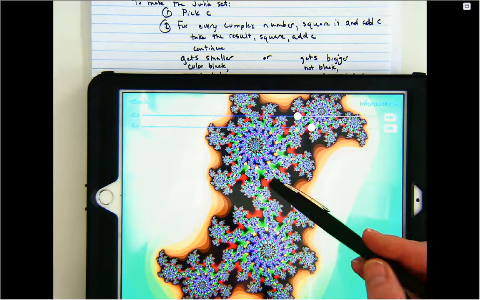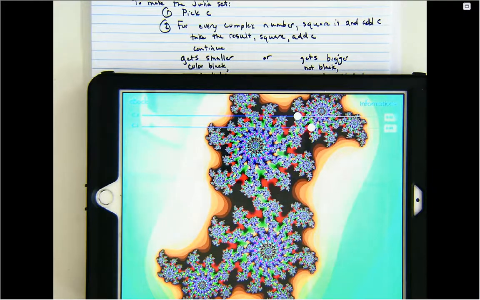The colors, the red, green, yellow, purple, those are points that do go shooting off. They get larger and larger, but the colors are how fast they get larger and larger. So depending on how fast they get bigger and bigger, they go off.